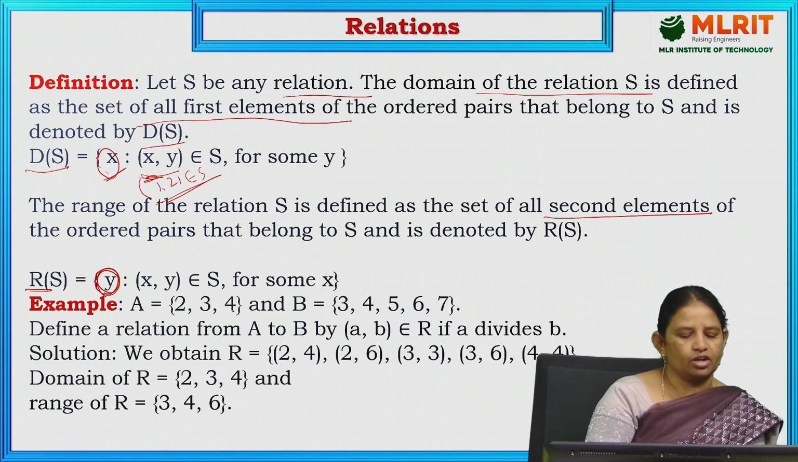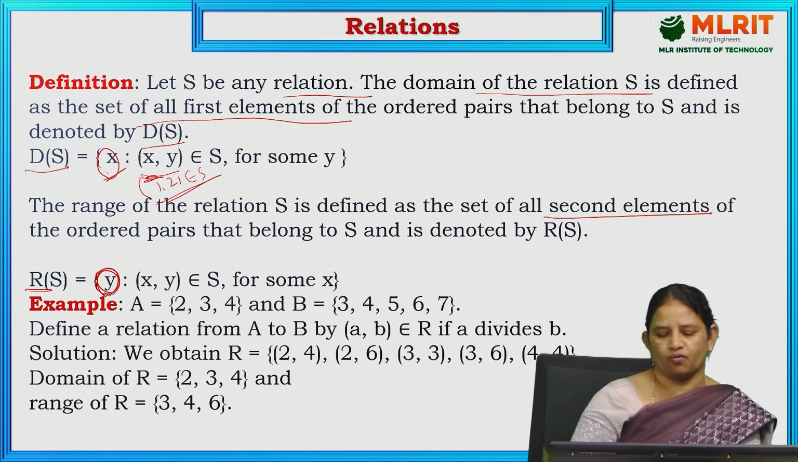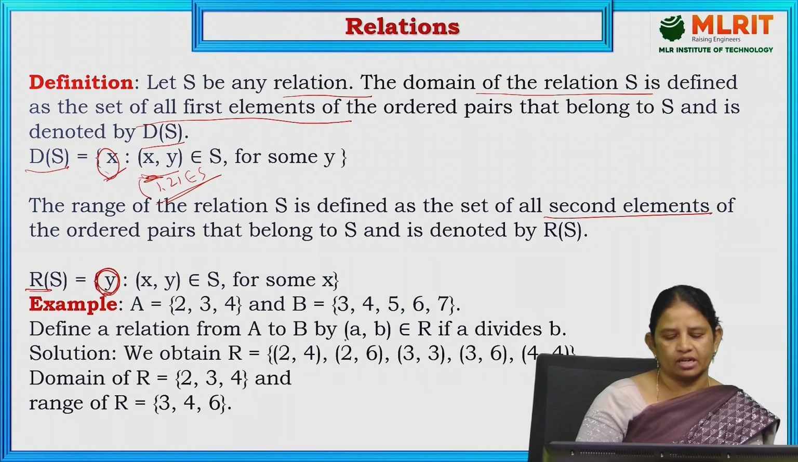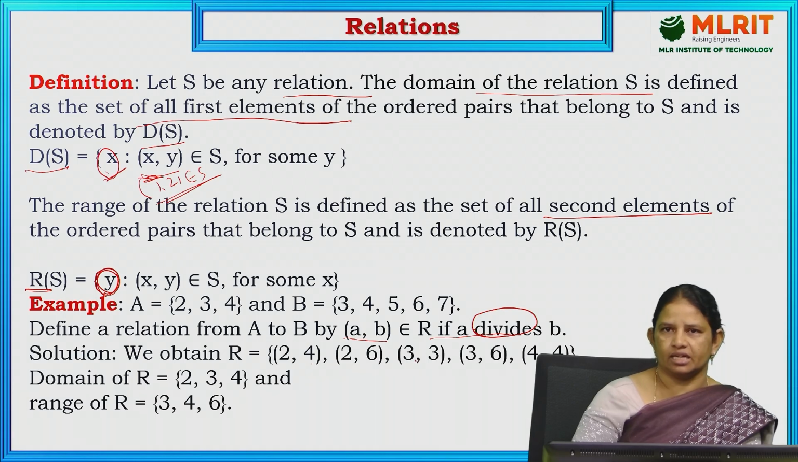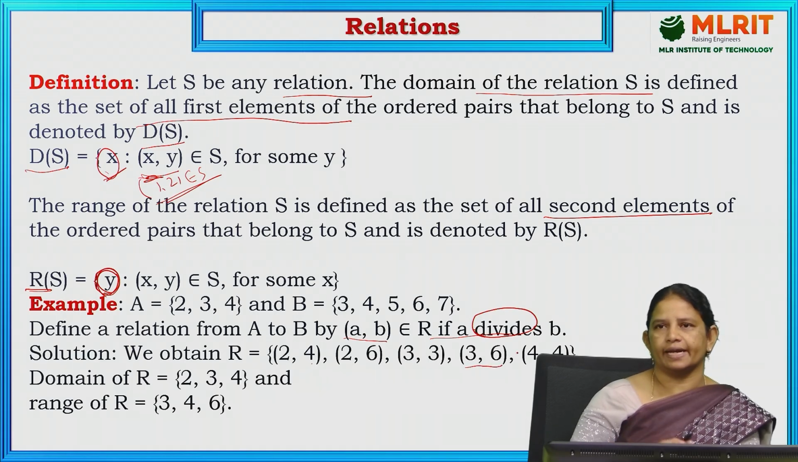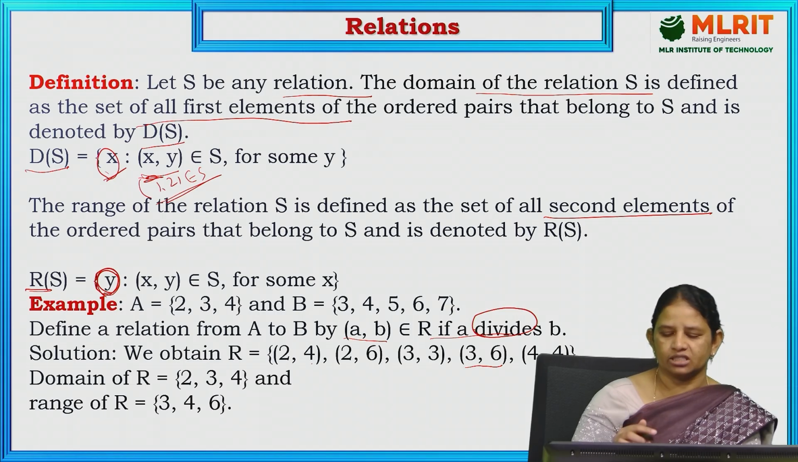Example: A equals {2, 3, 4}, B equals {3, 4, 5, 6}. Now we need to define the relation from A to B, where a divides b. We have to form some ordered pairs. That means 2 divides 4, 2 divides 6, 3 divides 3, 3 divides 6, 4 divides 4. Like that we create the ordered pairs. The relation is divides. These are the ordered pairs present in the relation.